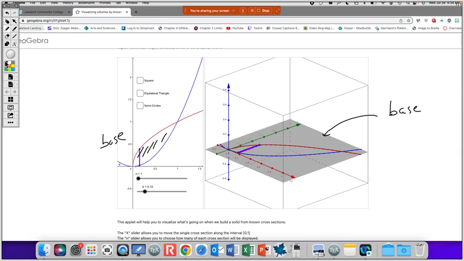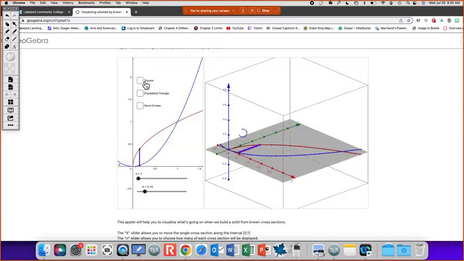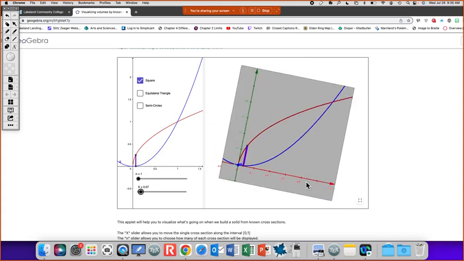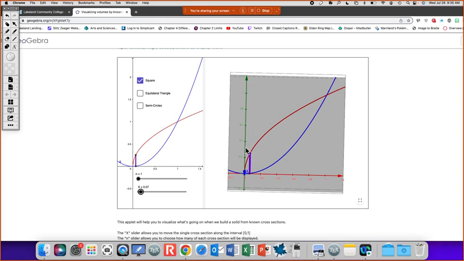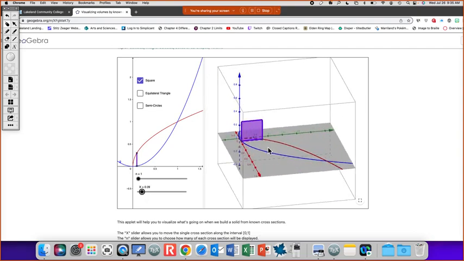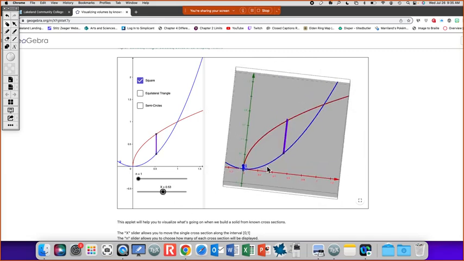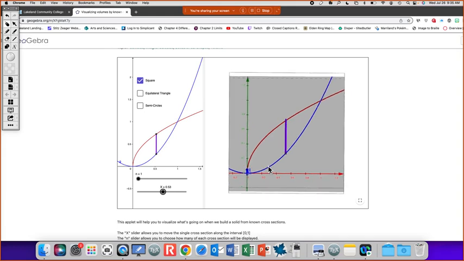So for example, let's say I wanted to build this by looking at square cross sections. So what I would do is I'd be taking this base and I'd be chopping up the base parallel to the y-axis, and all these little representative rectangles that we had were going to be realized three-dimensionally as squares. So as you move through this solid, you'd have squares, and the squares would have different sizes because the dimensions of the square are determined by the height of that representative rectangle. Are you with me or not?